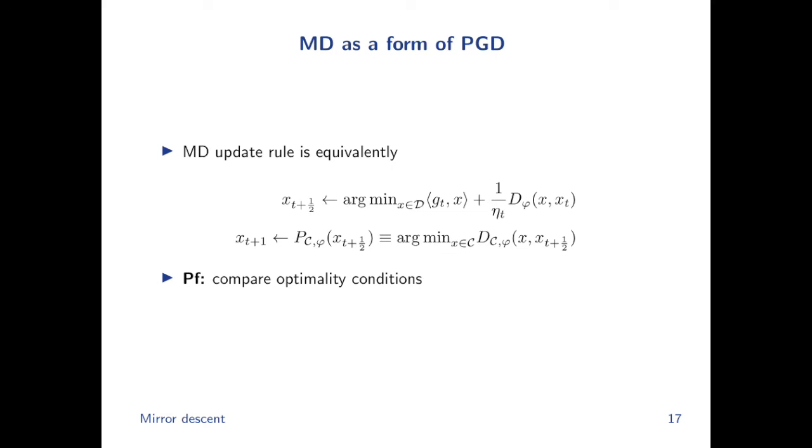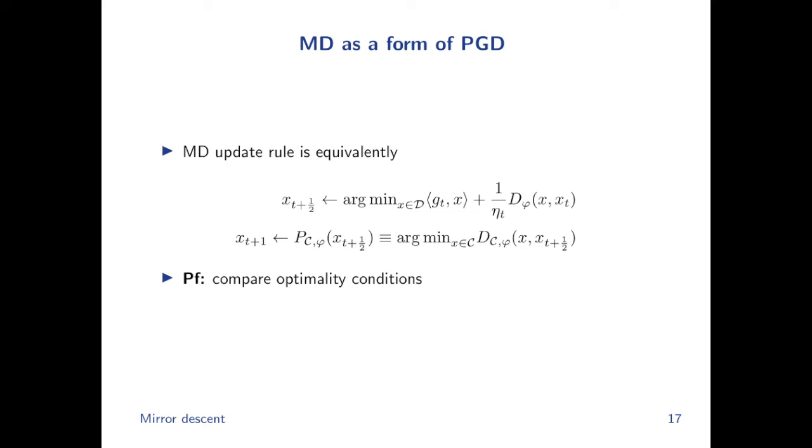This model was very closely related to this quadratic model that we've been using in gradient descent and projected gradient descent. The only difference is that you took the quadratic proximity term and now you replaced it with a Bregman divergence. Okay? So it turns out that mirror descent, you can also think about it in terms of a two-step procedure.